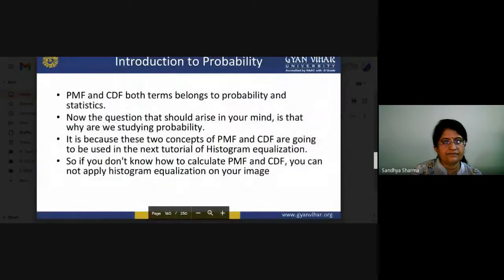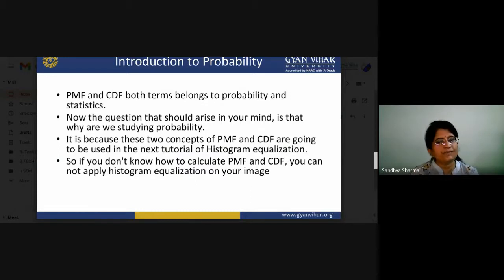So now we can move on to the introduction to probability. PMF and CDF both terms belong to probability and statistics. Cumulative distribution function. Now the question arises: why are we studying probability? What is the basic role of probability? It is because these two concepts, PMF and CDF, are going to be used in histogram equalization. So first of all, we know how we can calculate the PMF and CDF, and then you can apply histogram equalization on your image.